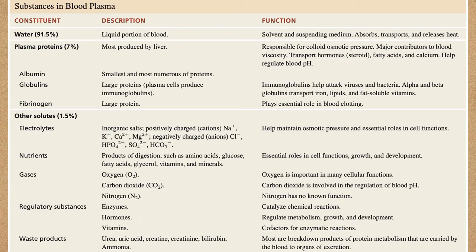Anyway, let's talk about the substances in the blood plasma. We actually mentioned this, but this is the more wordy part. Water, which is 91.5%, is the liquid component of the blood. Just focus on the constituent that I'm talking about. The function of the water is as a solvent and a suspending medium. It absorbs, transports, and releases heat, as we mentioned before.